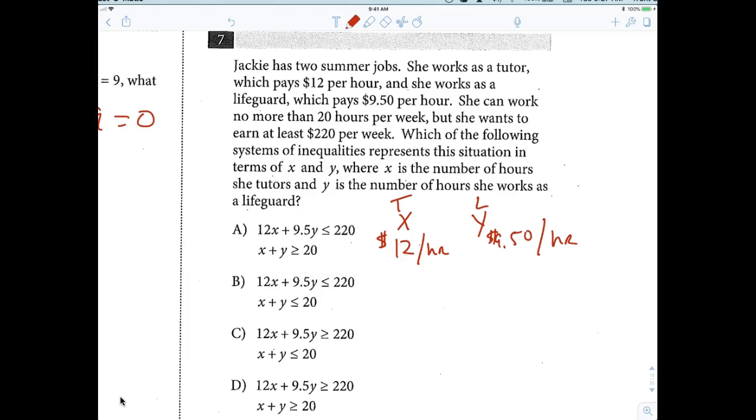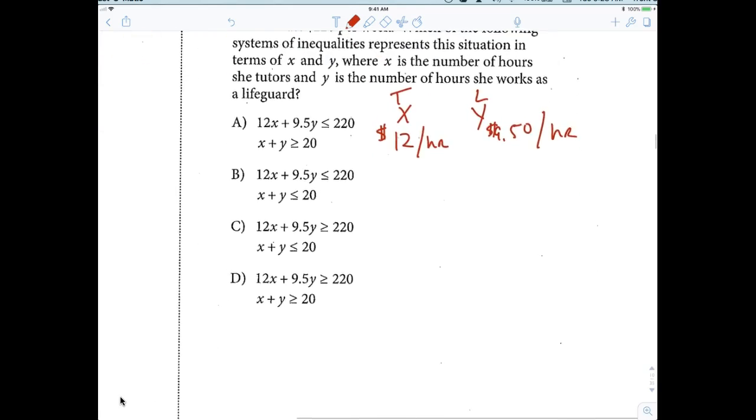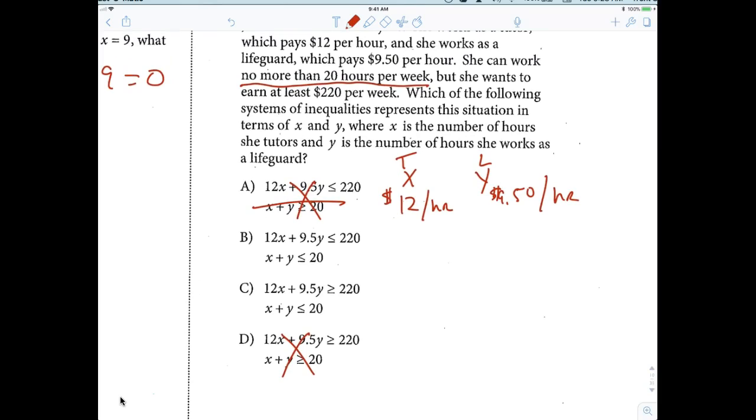All right? Now, she can work no more than 20 hours per week. So X and Y represent hours. If she can work no more than 20 hours, that means she has to work less than or equal to 20. So X plus Y is less than or equal to 20. A is out. So is D. Now, I'm embarrassed for some high school kids. I don't understand this. How do you not know that? And then you want to make what? At least 220. You want to make at least 220, which means you have to be greater than or equal to 220. So without much thought, I know the answer had to be C.